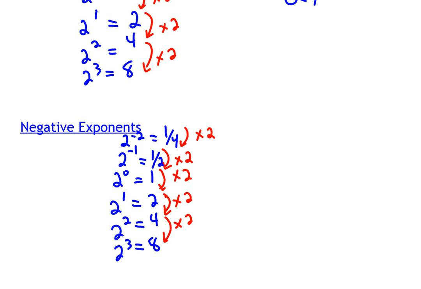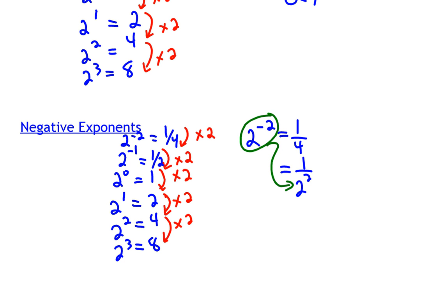And so when we have negative exponents, maybe we'll write this out. I'll just do this last one. 2 to the negative 2 we said was equal to 1/4. But that's also equal to 1 over 2 squared. So notice here, we were able to take the entire power and drop it into the denominator, and the exponent, and only the exponent, became positive.